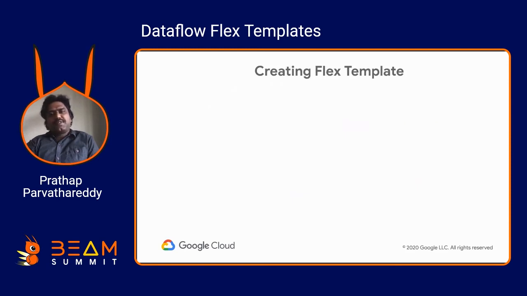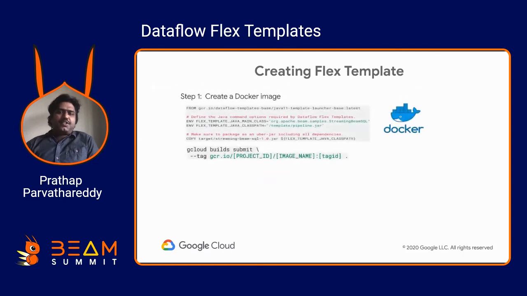How do we create these Flex templates? Well, there are two steps. The first step is you need to create a Docker image. The Dataflow team provides a set of base images for different languages. For example, the one that you're seeing is provided for Java 11. On top of that, you'll keep adding your pipeline artifacts and any environment variables. And the brownie point here is you don't need to really have a Docker environment installed on your system. You can take advantage of the gcloud builds command to build a Docker image from this Dockerfile.